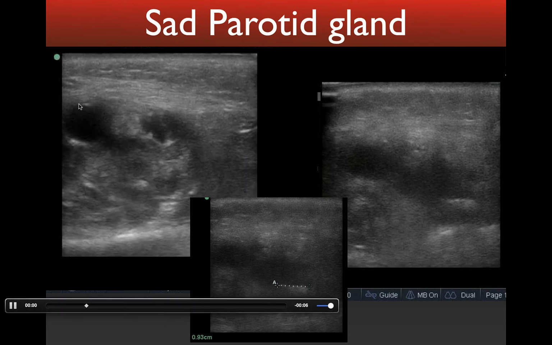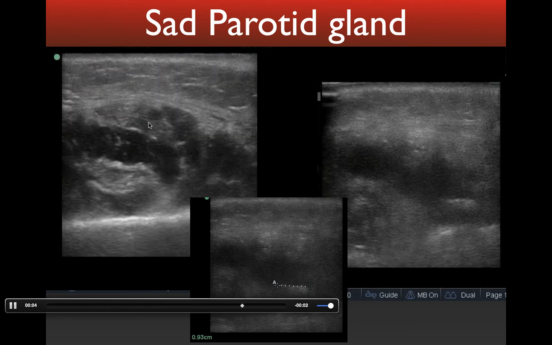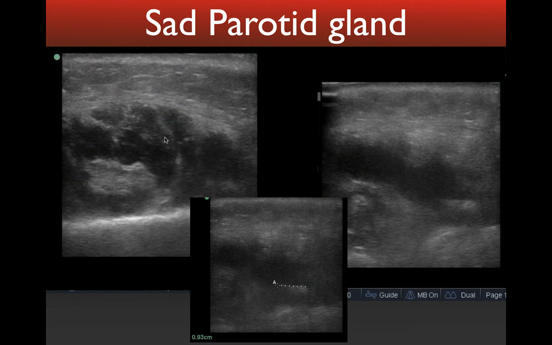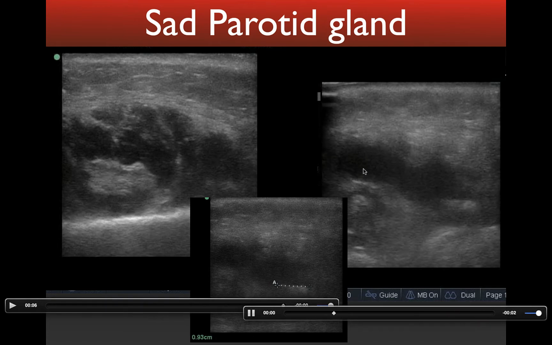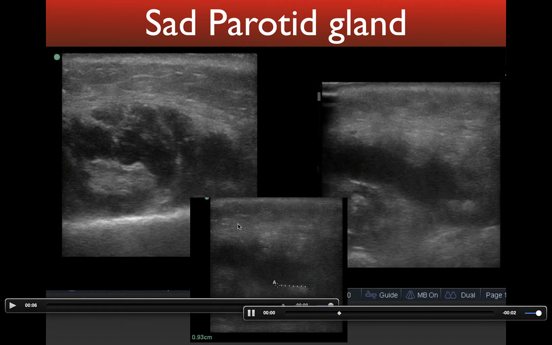Here's another example of a parotid gland with a problem. This is a patient who was transferred to us for ENT for a very sad parotid gland. They had a dilated duct, and the reason why is because they had a very large stone. So although stones are not as likely in the parotid gland, they can occur. And when they occur, they can be just as uncomfortable in this gland as they are in the submandibular gland.